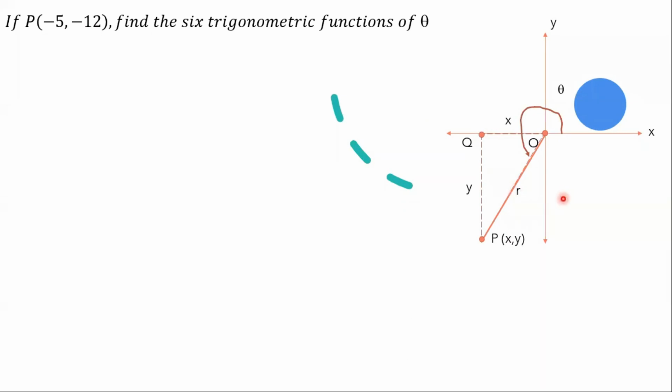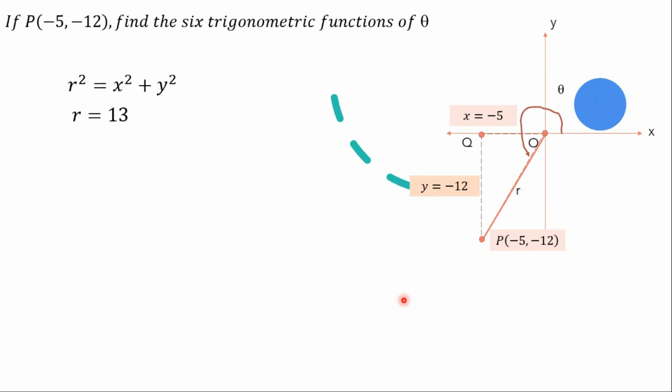So let us solve for the six trigonometric functions of theta. Point P is negative 5, negative 12. x is negative 5, y is negative 12. Solving for the value of r, r squared equals x squared plus y squared, where r is equal to 13.